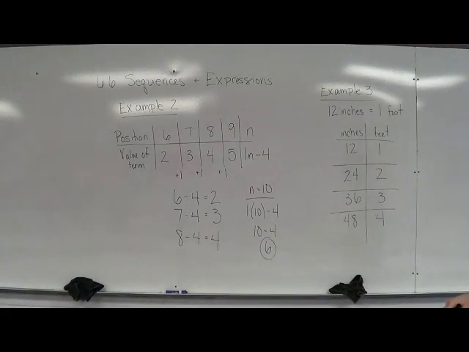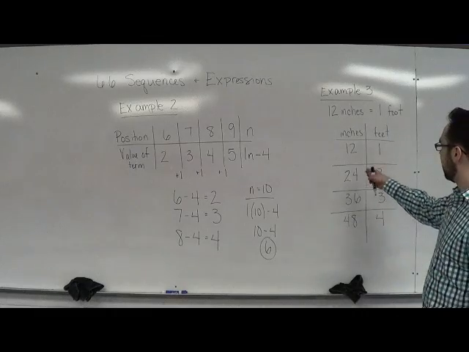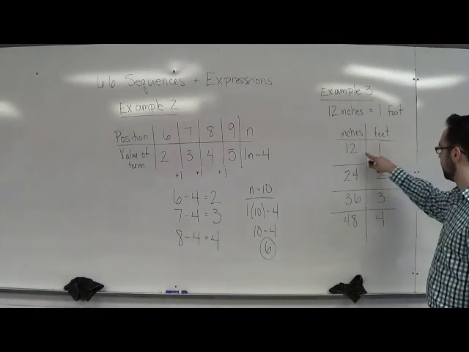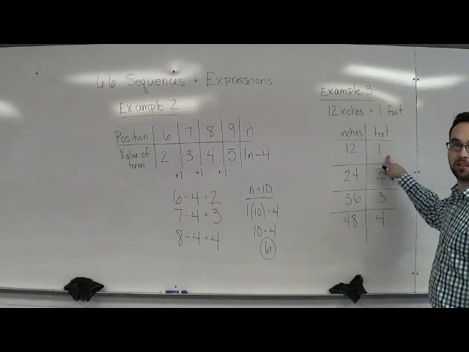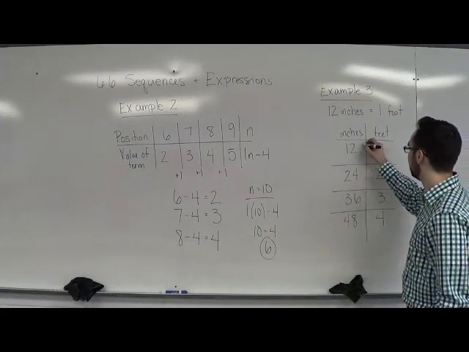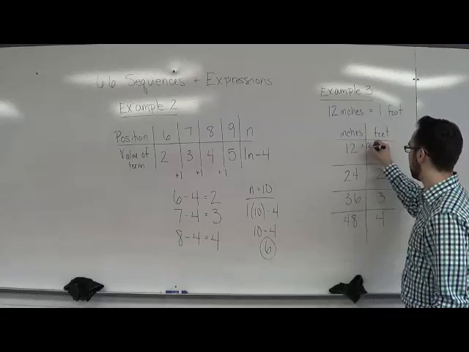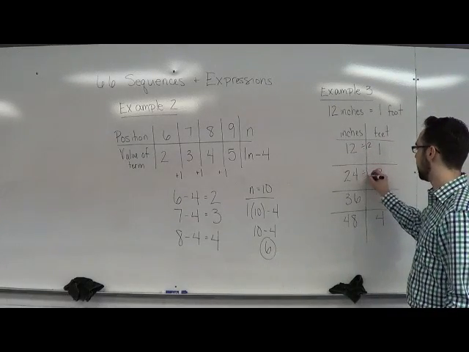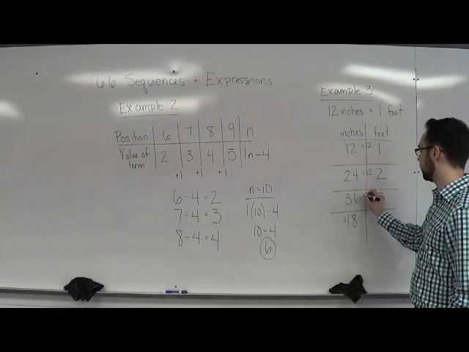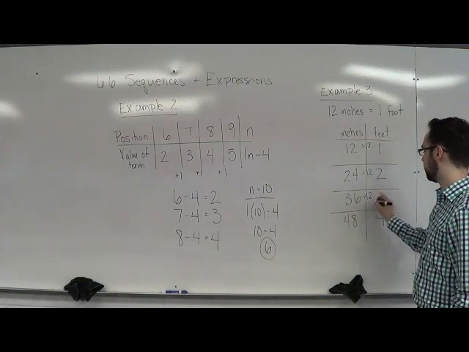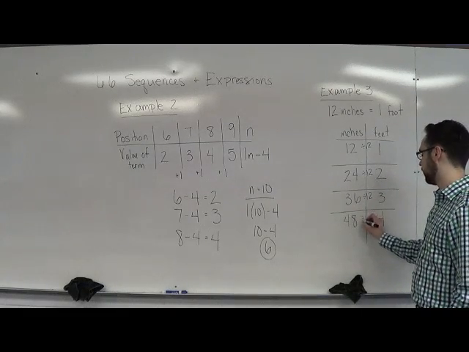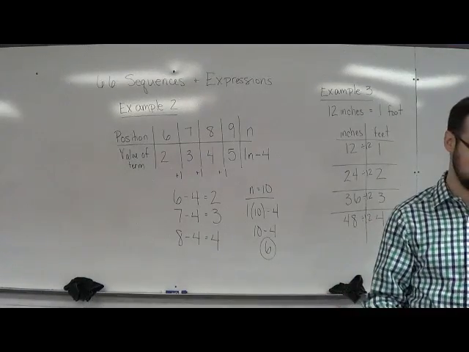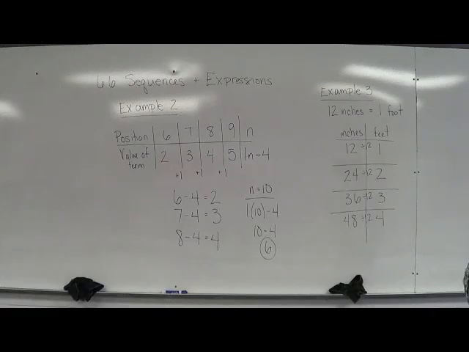So what are we doing every time? What am I doing to the number of inches to get the number of feet? Well, how do I get from 12 to 1? I divide by 12. So 12 divided by 12 gives me 1. 24 to 2, again, dividing by 12. 36 divided by 12. 48 divided by 12. So all I'm doing every time is dividing by 12.